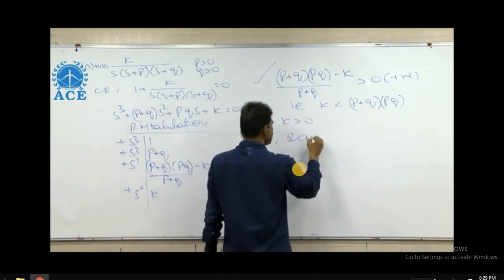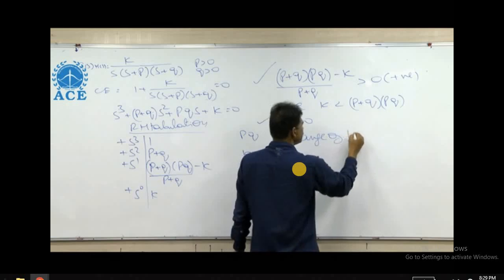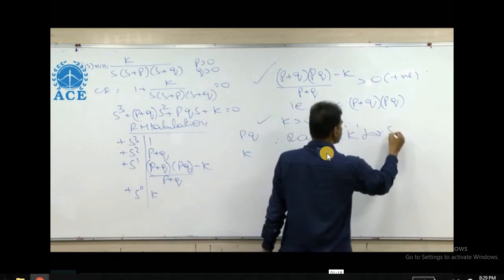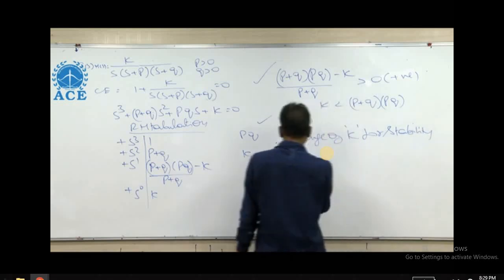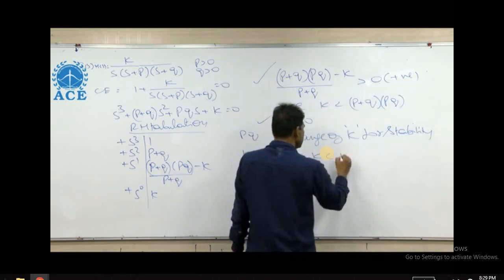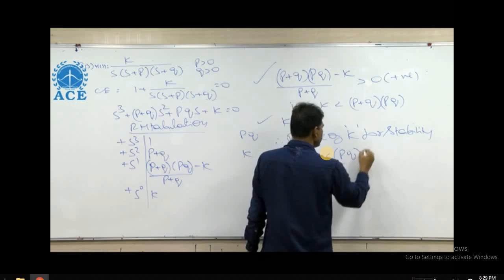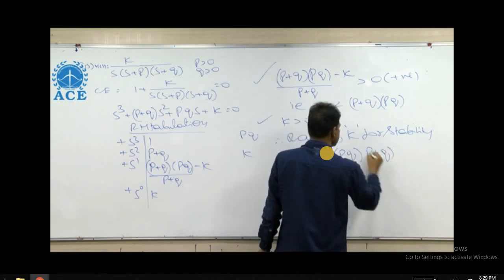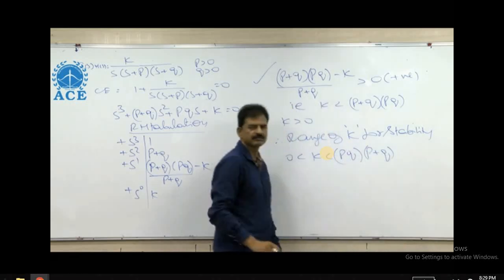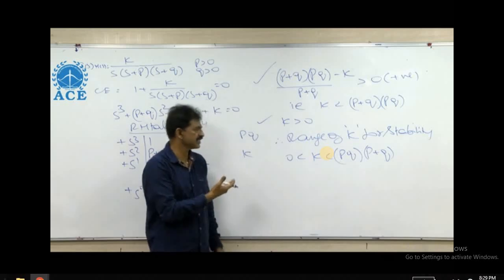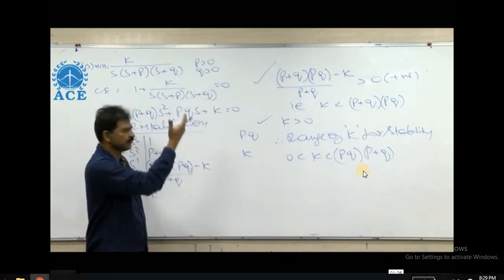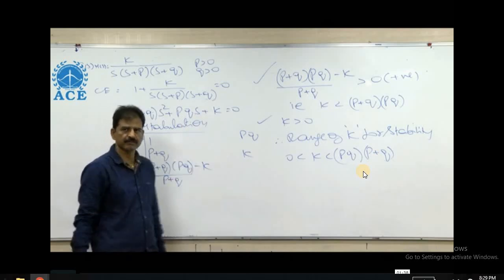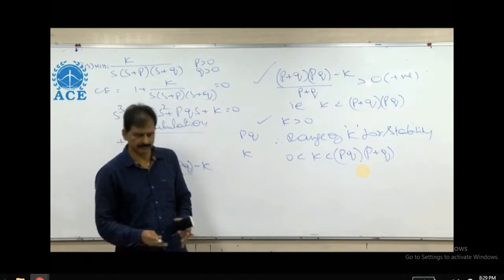Therefore, range of K for stability is 0 less than K less than pq into (p plus q), that is the answer. So we don't need that plot. When the transfer function G(s)H(s) is given, the characteristic equation can be formed. From the RH tabulation, the range of K for stability can be found.